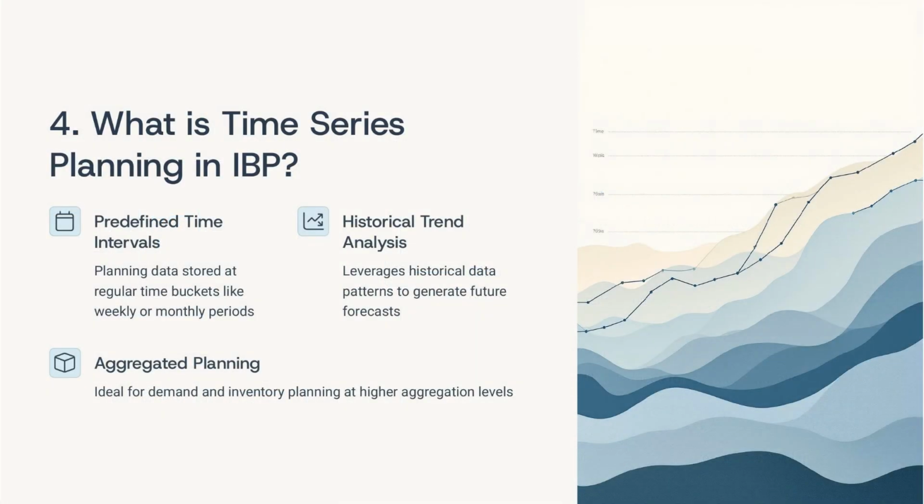Let's jump into another commonly asked question. 4. What is time series planning in IBP? Time series planning is a method in IBP where planning data is stored at predefined time intervals like weekly or monthly. It's particularly useful for demand and inventory planning, allowing us to generate forecasts and plans based on historical trends.